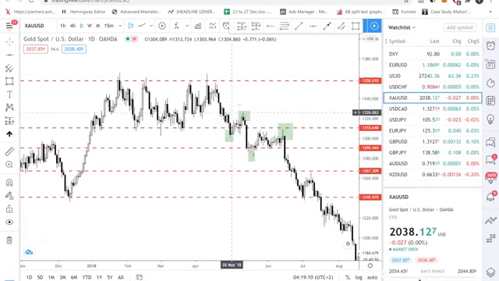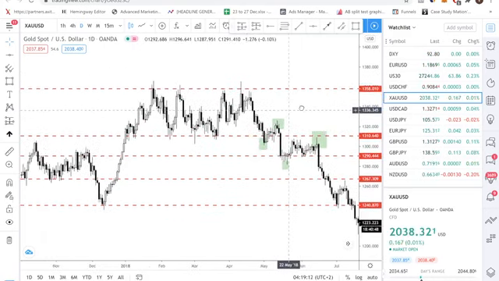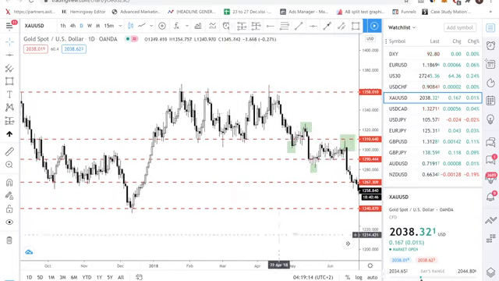So let's say we are over here right now. Step number 1 is market condition. So what's the market condition? Previously, we already identified that this is a downtrend because you have a low, you have a high, you have a lower low, and you have a lower high. That's step number 1.